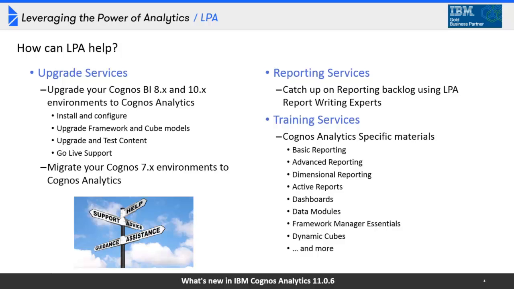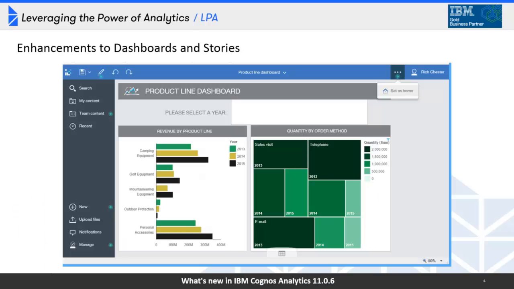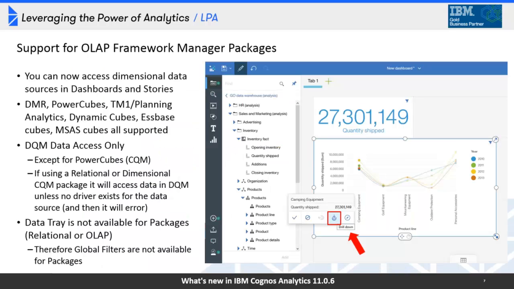Let's talk about the components of the new Release 11.0.6 that came out on March 17th of this year. Let's start with dashboards and stories. First enhancement that's exciting is that you can use packages now with cubes, OLAP packages. That could be DMR, a PowerCube, could be an Essbase cube or an Analysis Services cube. Could be a TM1 cube.